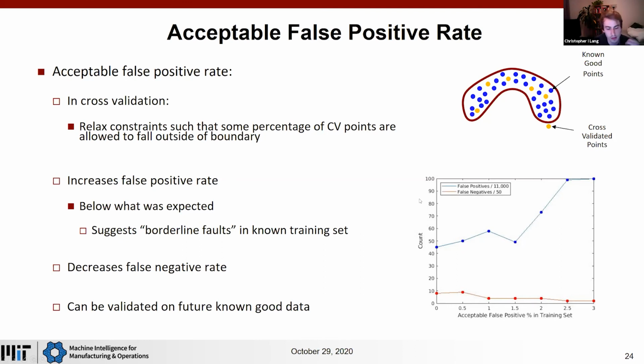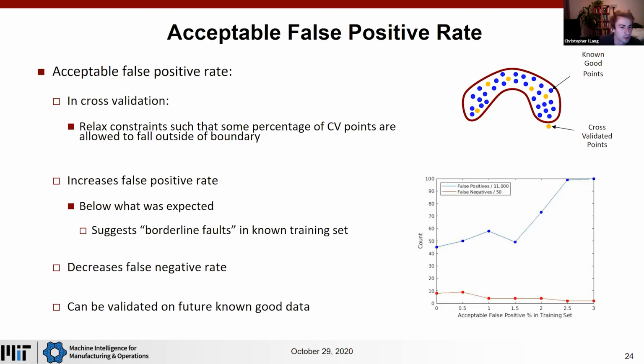So I ended up doing this on the ion implantation case, and it had sort of the results that we would expect. As you increase the acceptable false positive rate in the training set, it increases the false positive rate in the testing set as well. And it also ends up decreasing the false negative rate. So I think it went from about something like 20% to something like 5% false negative rate.